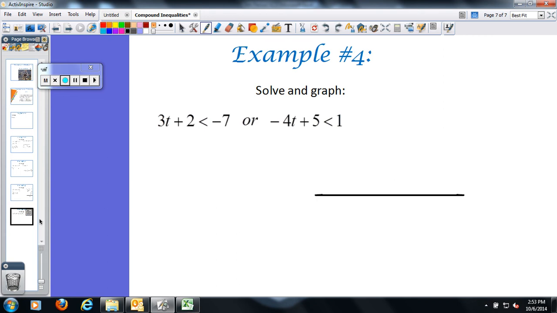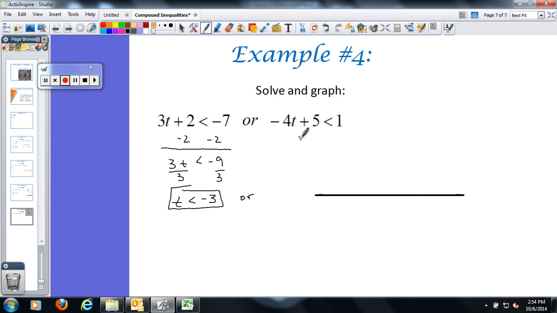So now you get to example number 4. And here we have an or statement. On this one you can see that I have 2 inequalities, but they're not written together because this is an or statement. The and statements can be written together. The or statements have to be written separate. So again, I'm going to solve these. I'm going to subtract 2 from both sides. I get 3t less than -9. Divide by 3. I'm going to get t is less than -3.